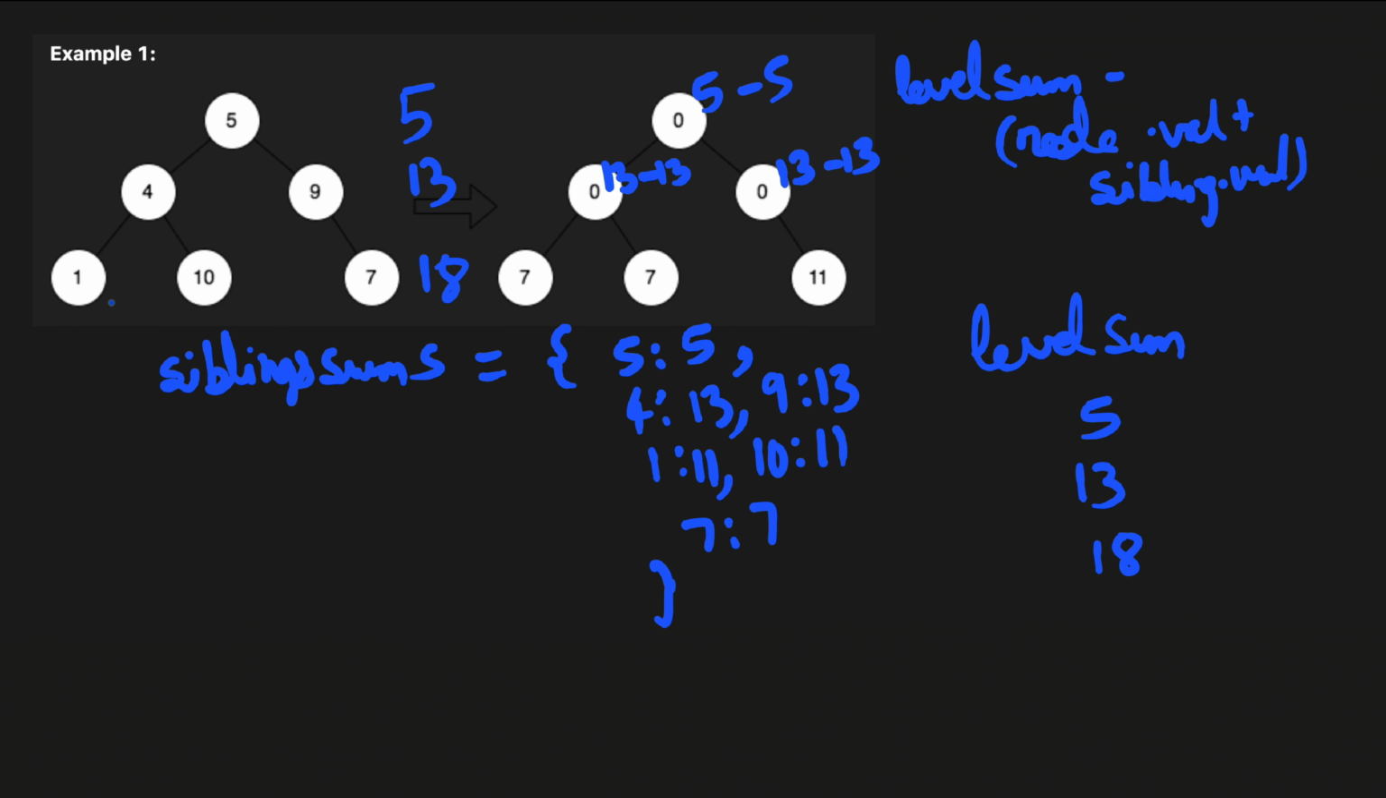Now we come to the last or third level. Here the level sum is 18. And for node 1, the corresponding sibling sum value is 11. So we'll subtract 11 from it and we will get cousin sum equal to 7 for node 1.